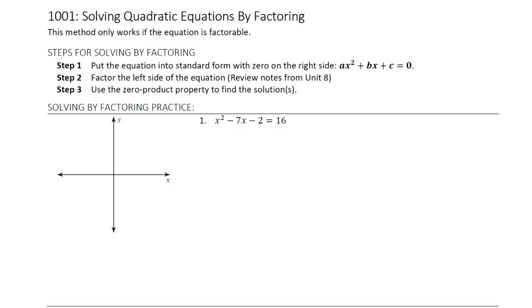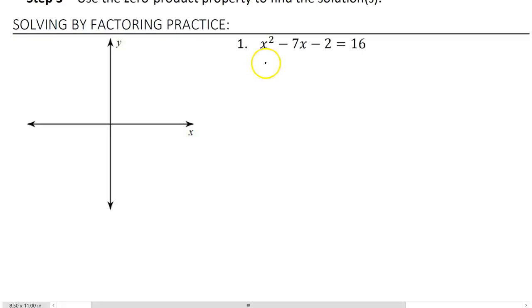The first method of solving quadratic equations we will learn is solving by factoring. For this method, the equation must be in standard form and set equal to 0. Factor the equation and use the zero product property to solve. In this example, we'll start by setting the equation equal to 0. Subtract 16 from both sides.